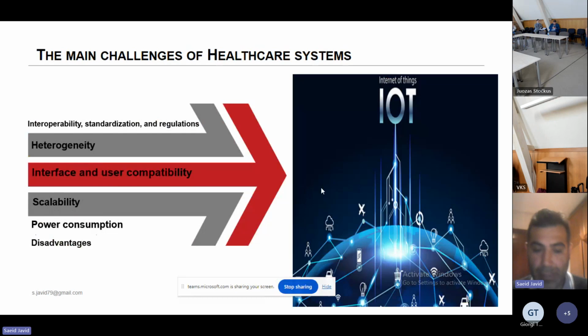Interoperability, standardization, and regulation. There are some standardization concerns about IoT. IoT manufacturers, users, and healthcare providers all need operational standardization across all IoT fields.